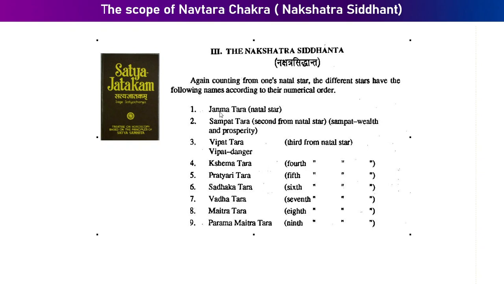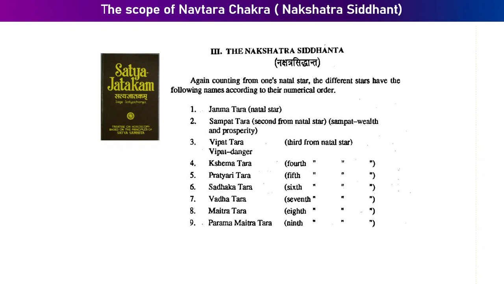So 1 is Janmatara, second is the Sampat Tara, third is the Vipat Tara, fourth is the Shem Tara, fifth is Pratyari, sixth is Sadak, 7 is the Vadtara, 8th is the Mitra Tara, and 9th is the Param Mitra Tara.